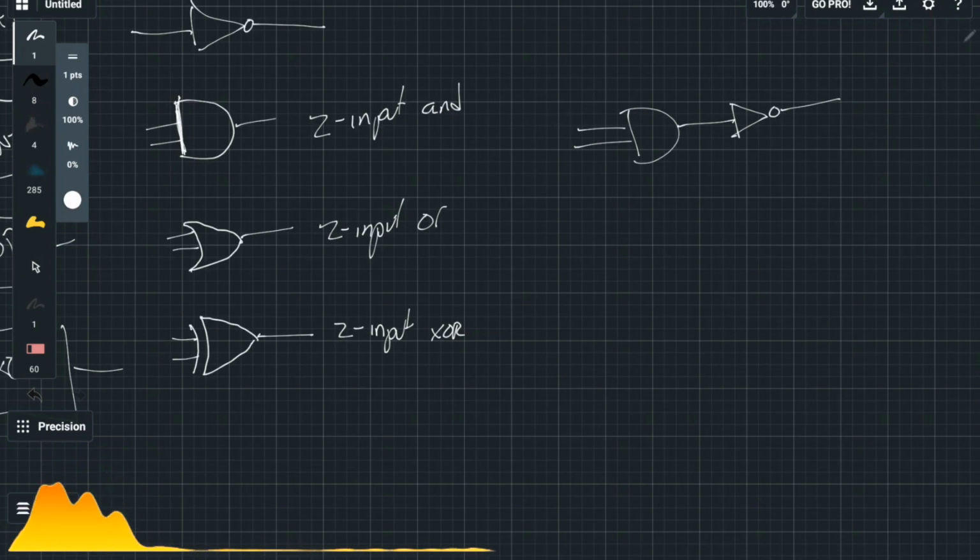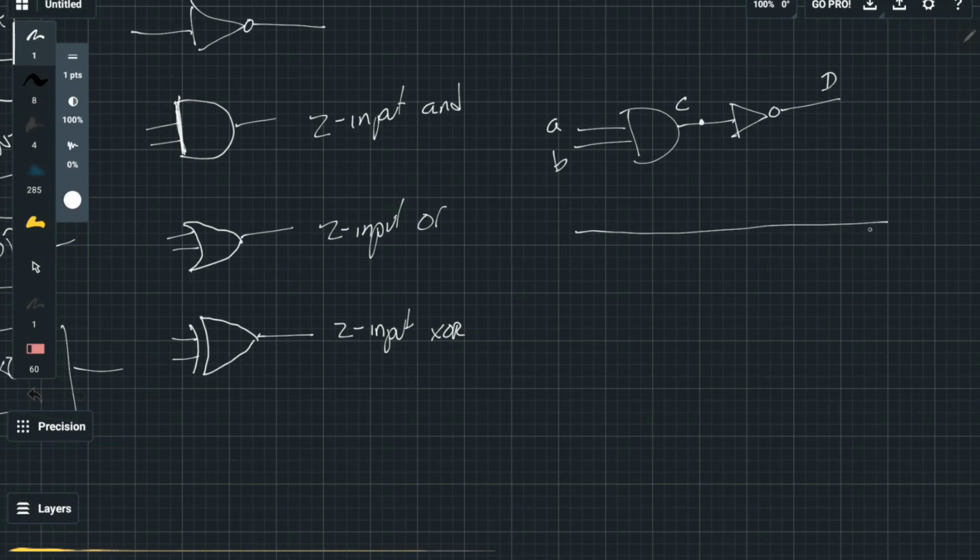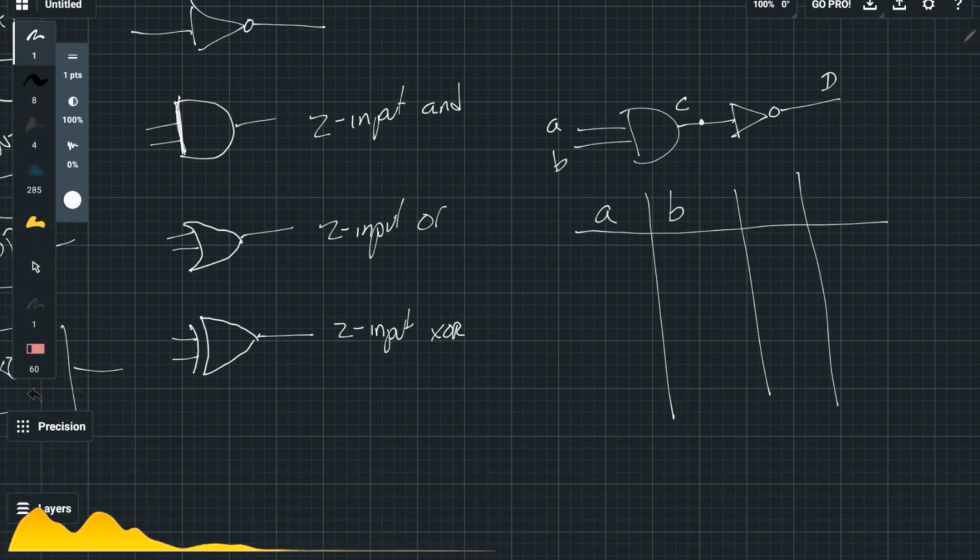All right, so let's put the inputs A and B. I'm going to put this output of the AND here to be C, and this one here to be D. So we've got a truth table with 2 inputs, A and B. We've got this interim output here, C, and then the final output, D. And let's just draw it. The combinations of the inputs: 0,0, 0,1, 1,0, 1,1.